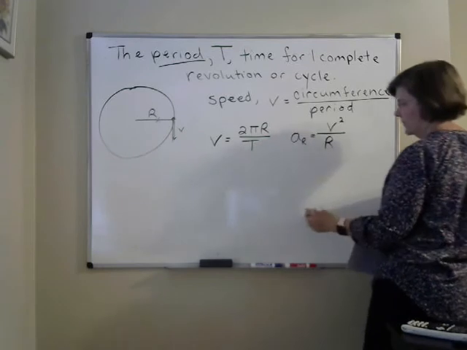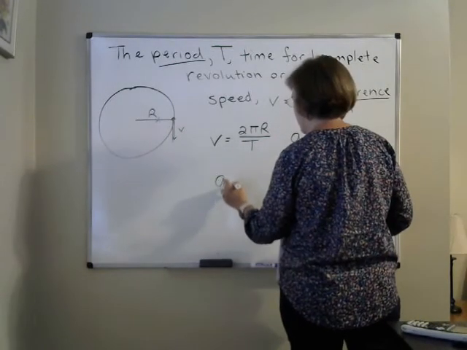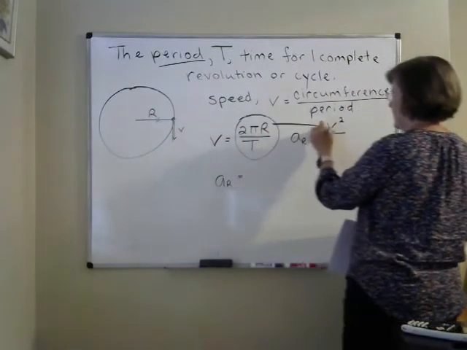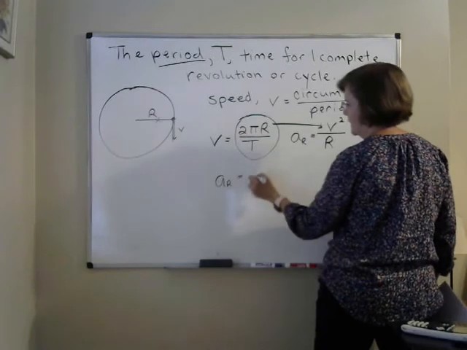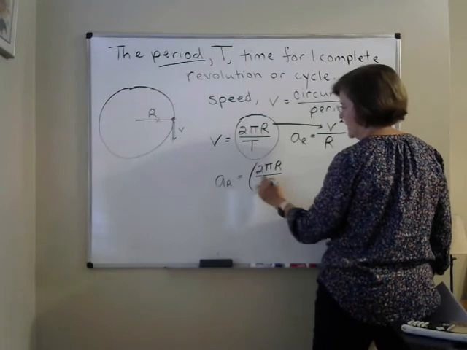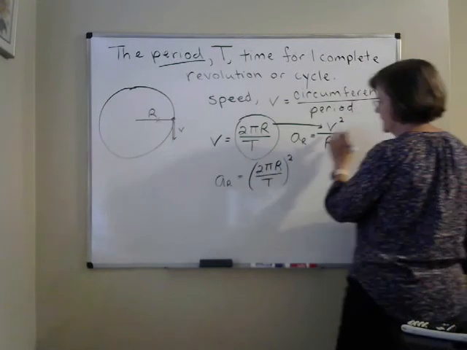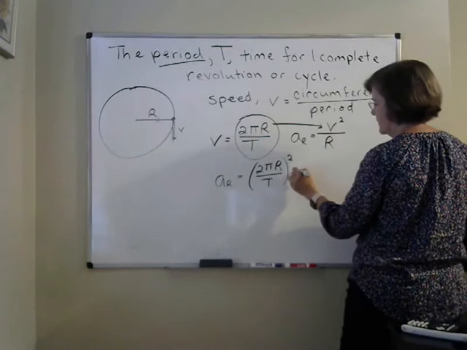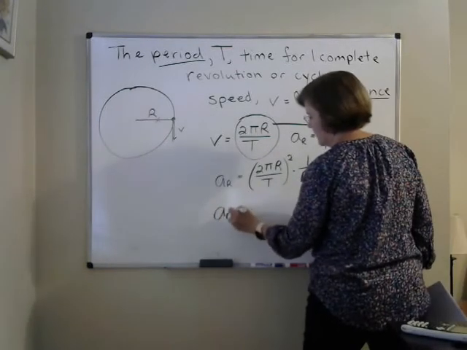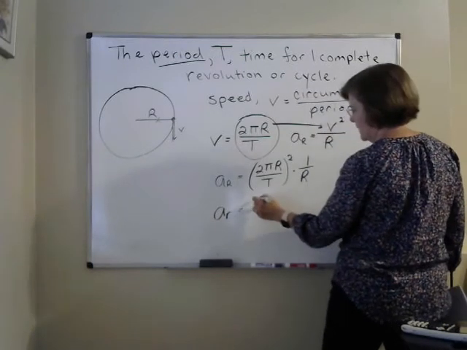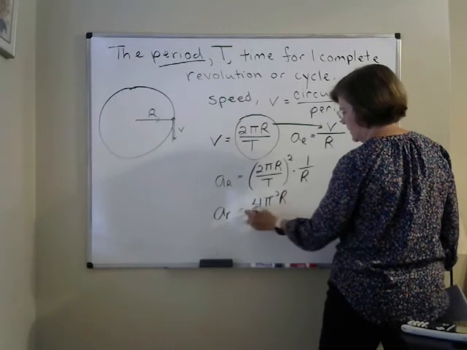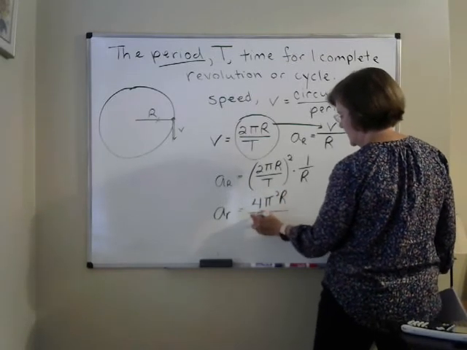Well, how would we do that? If I just take all of this and put it in for that, I have to square all of that. It's going to be 2 pi r over T, squared. And then since we're dividing by r, I'll put that times 1 over r. And we get that the radial acceleration can be expressed as 4 pi squared r over T squared.